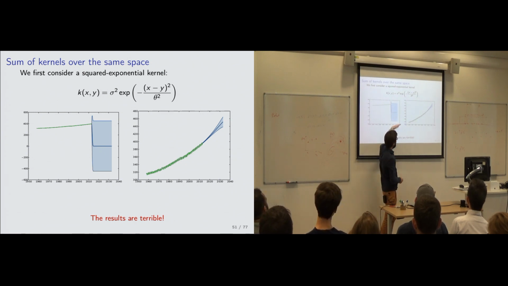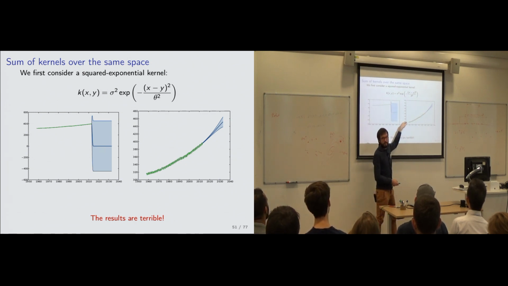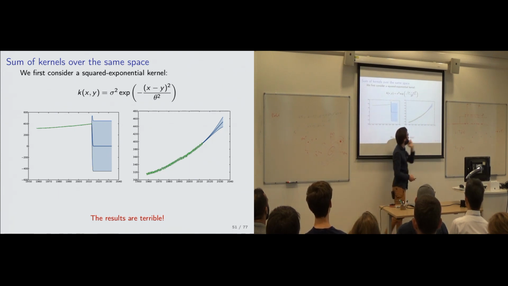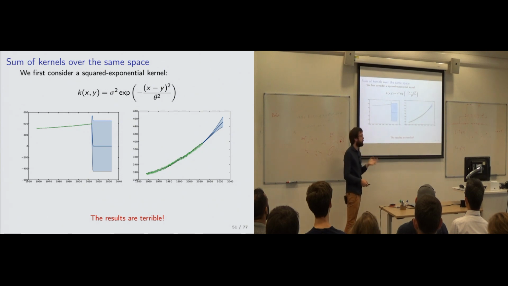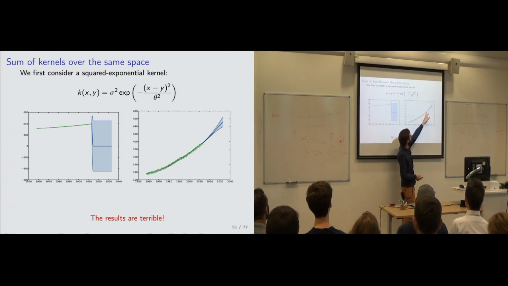On the other hand, you can say, oh, I definitely have a trend, so that's something that is low frequency, so I want to have a large length scale for this model. And if you fit the model, you end up with something like that, which is also wrong. Maybe the mean here makes sense, but the confidence intervals are completely wrong.